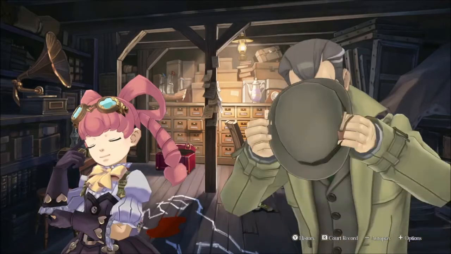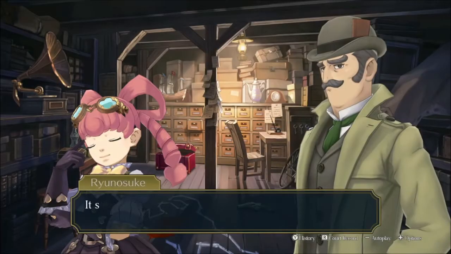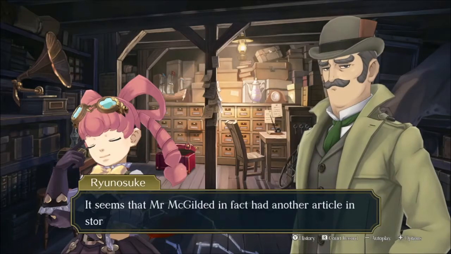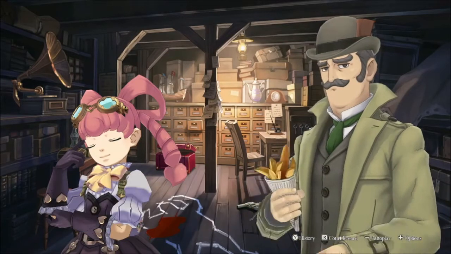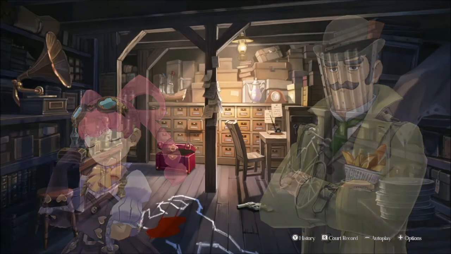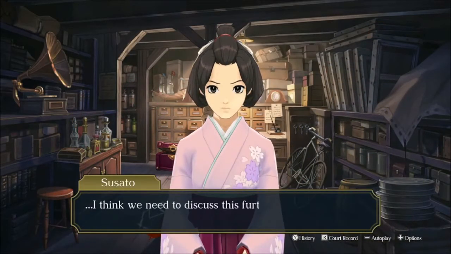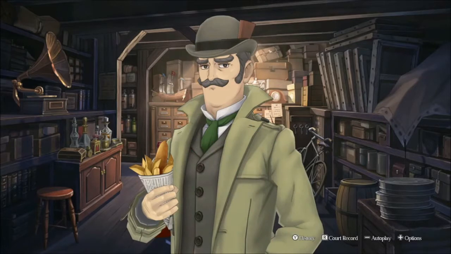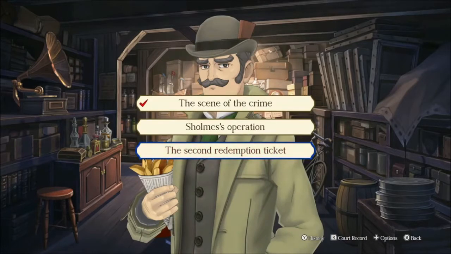So it's a second redemption ticket belonging to Mr. McGilded. Yeah. So presenting that piece of evidence to Inspector Gregson gives us this new conversation.